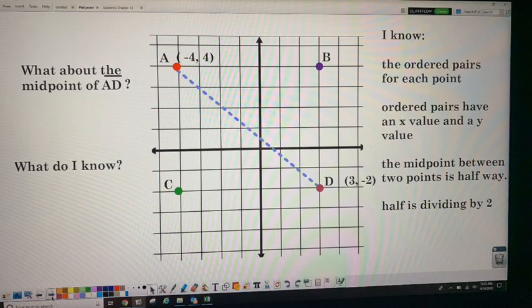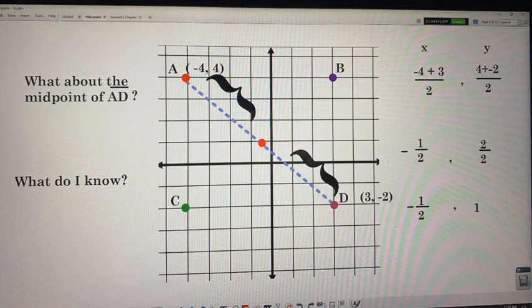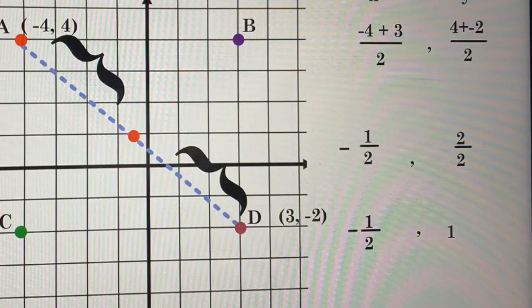What do I know about the midpoint of AD? Well, I know that they're ordered pairs for each point. A is -4, 4, and D is 3, -2. I know that there's X values and Y values. I know that the midpoint should be somewhere between those values of X and Y. And midpoint is dividing something in half. So if I take the X values and add them together, -4 plus 3 divided by 2, I get -1/2. When I do Y values, 4 plus -2 divided by 2, I get 1. My midpoint must be -1/2, 1.